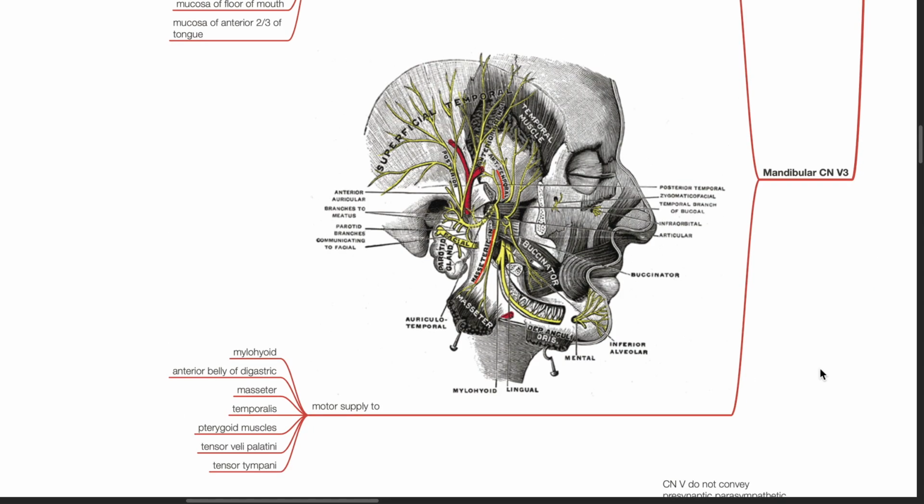The mandibular division provides motor supply to the mylohyoid, anterior belly of the digastric, masseter, temporalis, pterygoid muscles, tensor veli palatini, and tensor tympani.